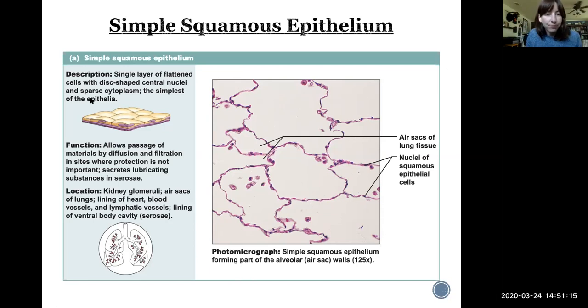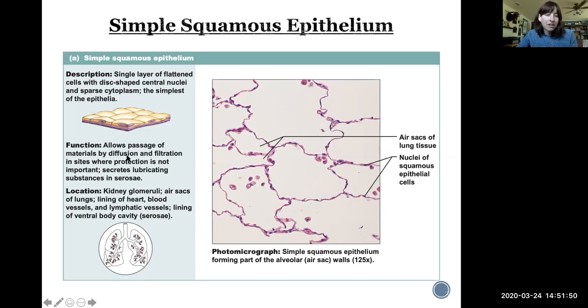You've got diffusion functions, filtration functions. These are areas where protection is not important, since this is, of course, very, very thin and can easily be broken. It may secrete lubricating substances when in the serosae. So if you don't remember, the serosae are the membranes that line our body cavities. And they are made of simple squamous epithelium because it's a very, very thin membrane.